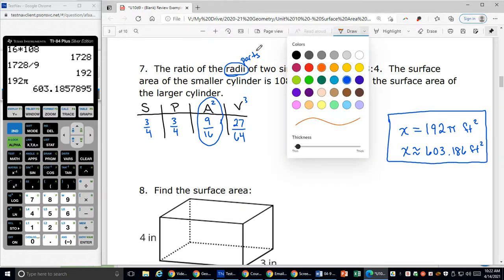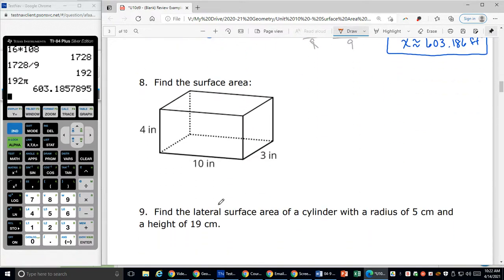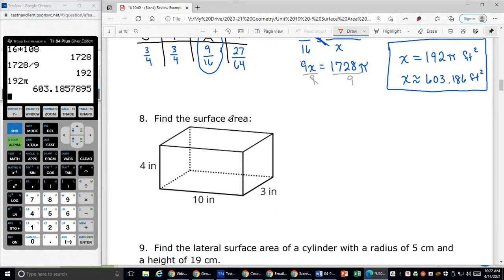All right, let's look at number 8. Find the surface area. Notice this one doesn't say lateral or total. Anytime you don't see it specified, if total or lateral are not indicated, then always find total. Okay, and that was part of your notes when we did prisms and cylinders. So I want the total surface area because it doesn't specify lateral.